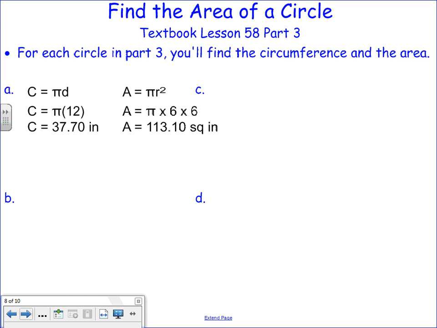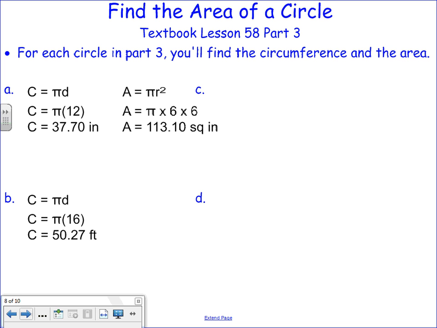Now circle B, when I look at circle B, I see that they give me the radius. So when they give me the radius and I want to find circumference, I need the diameter. So my diameter is twice as much as the radius. So if my radius is 8, my diameter is 16. So I put 16 into the equation for diameter. Pi times 16 gives me about 50.27. So it'd be about 50.27 feet for my circumference.